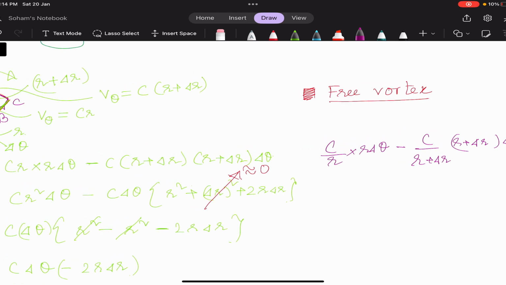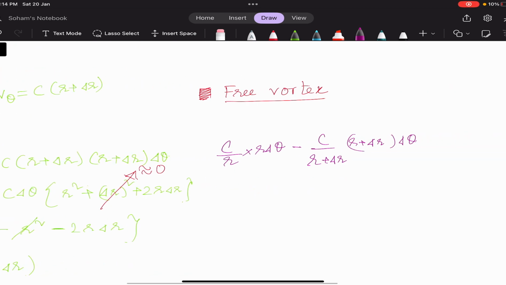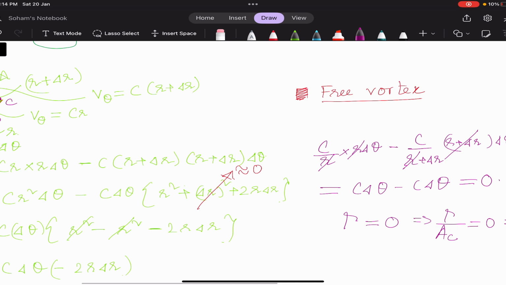And also, this will cancel out. So c delta theta minus c delta theta is equal to 0. So here circulation is coming as 0, so circulation by area of contour will also be 0, and that is equal to vorticity, and vorticity is 0, that we have seen earlier.